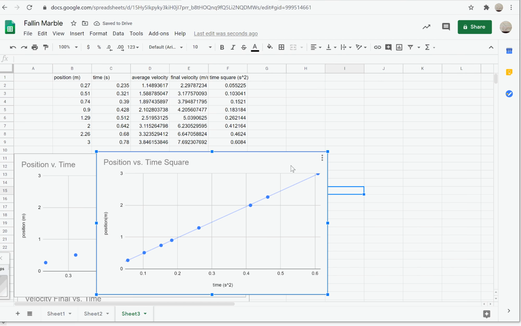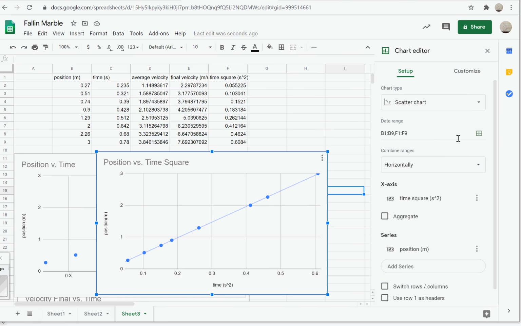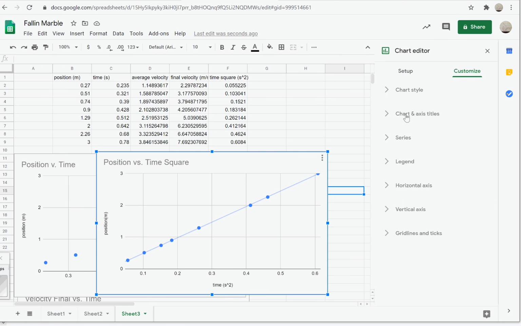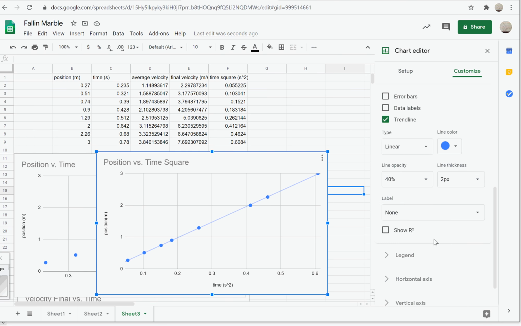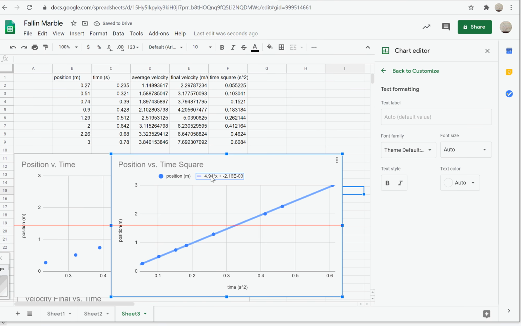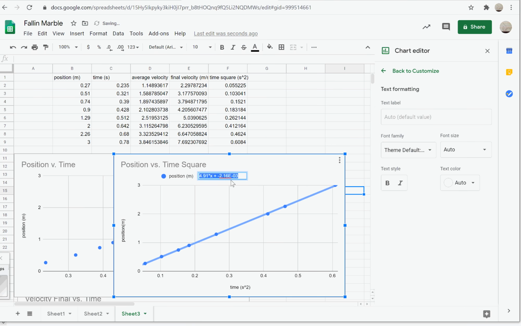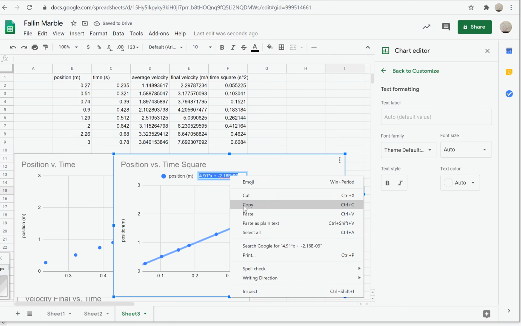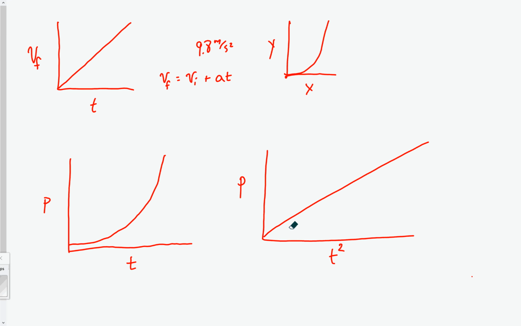I need to do one more thing though. So let's go up here, click, and let's edit my chart. Let's go back to customize and go to that series. We've added the trend line, but now let's get an equation. So here is my equation, and I'm going to see if I can't copy that. Come on, give me that equation. There we go. So I'm going to copy my equation, and let's move it over to this page where we're done.